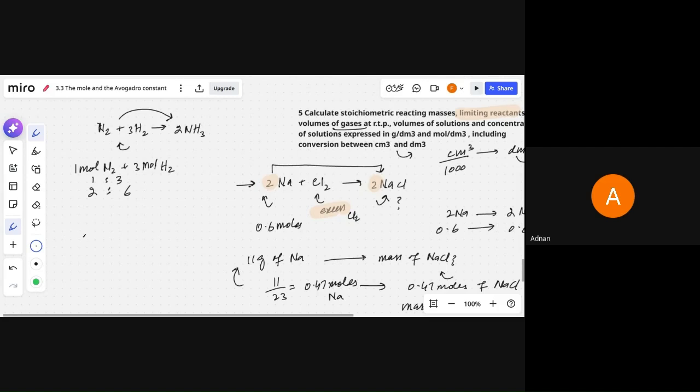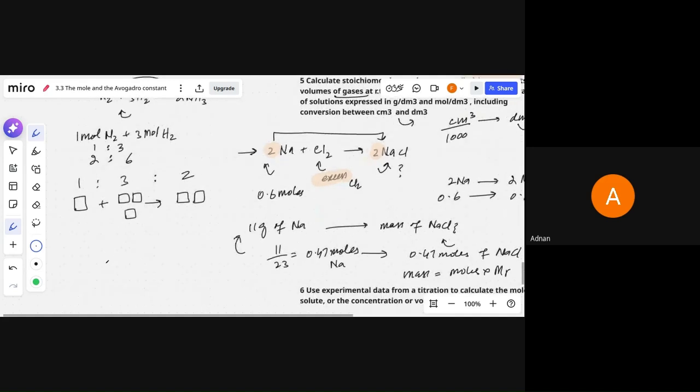Let me represent moles with boxes. From the balanced chemical equation, 1 mole of nitrogen is reacting with 3 moles of hydrogen, right? And producing 2 moles of ammonia. So 1:3:2. The standard ratio is 1:3. Now let me disturb this ratio. Let's say I insist that I'm going to react 2 moles of nitrogen gas with 3 moles of hydrogen gas. What will happen? Will the moles of ammonia increase? Will they decrease? Will they remain the same? Yes, they will remain the same.